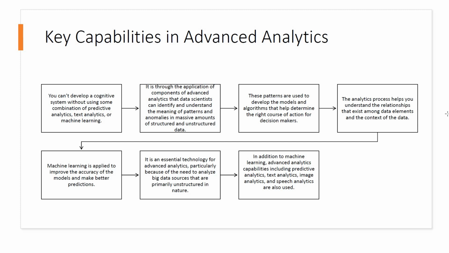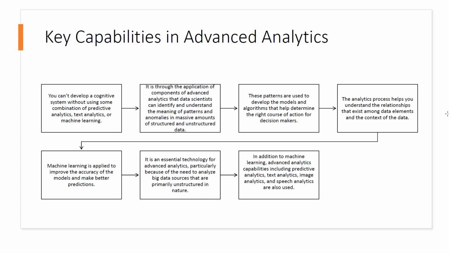The analytics process clearly helps you to understand the relationship that exists among the data elements and the context of the data, which will drive you to a meaningful conclusion. Machine learning is applied to improve accuracy of the models, and it enables you to get better predictions also. It is very essential for us to take up advanced analytics, particularly when you are handling big data. Advanced analytics gets in the picture naturally.